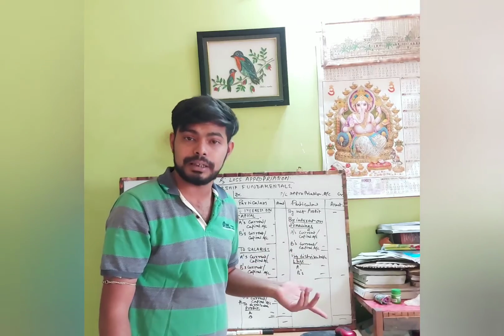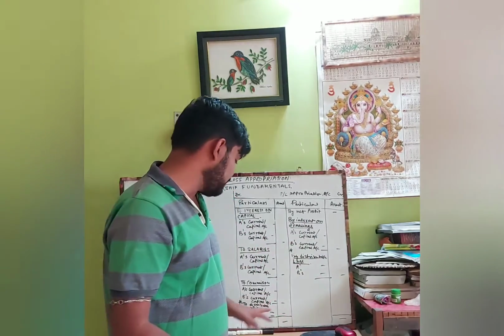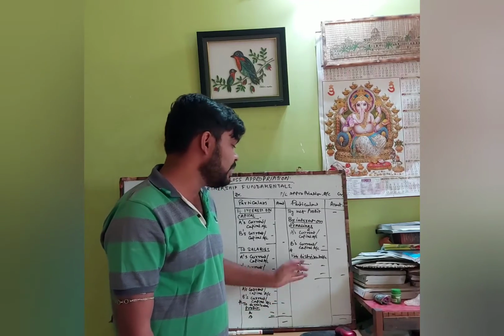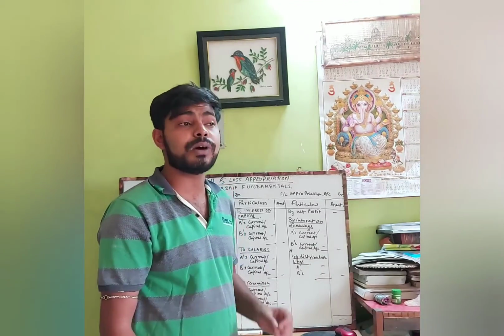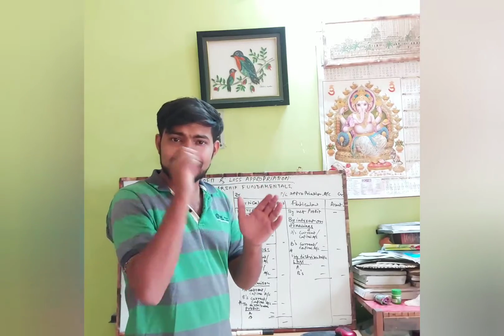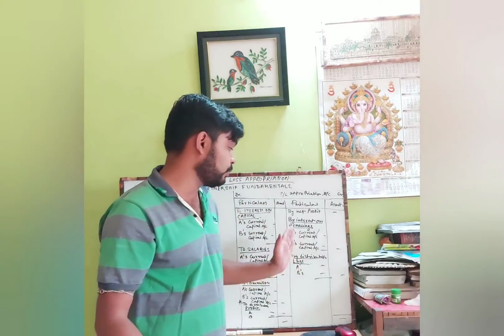To whom? To the partners. Because no one else can take the part of the profit. Profit can be taken only by the partners solely. Okay. So similarly, if there is a loss, what does this loss mean? There is a crisis, and this crisis needs to be met by the partners. Therefore, loss is recorded here.